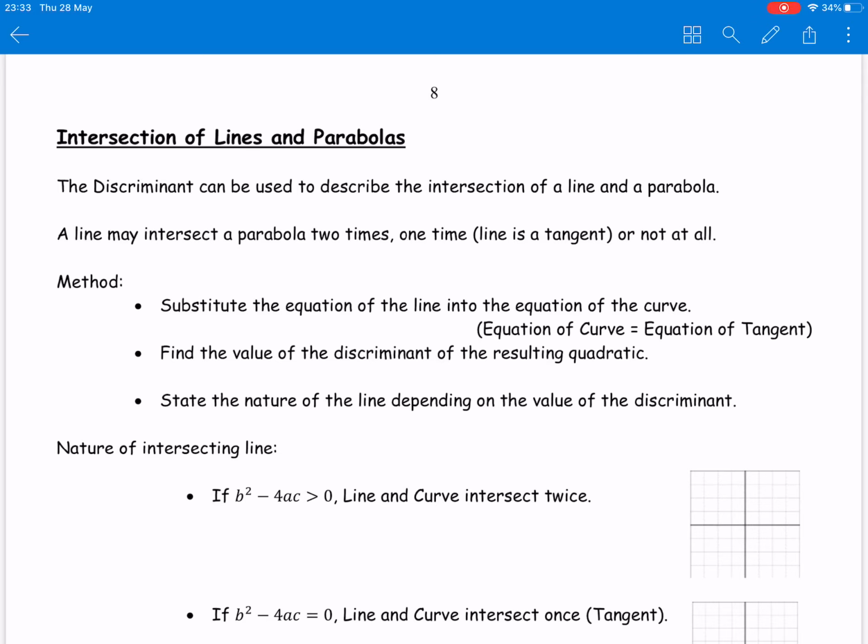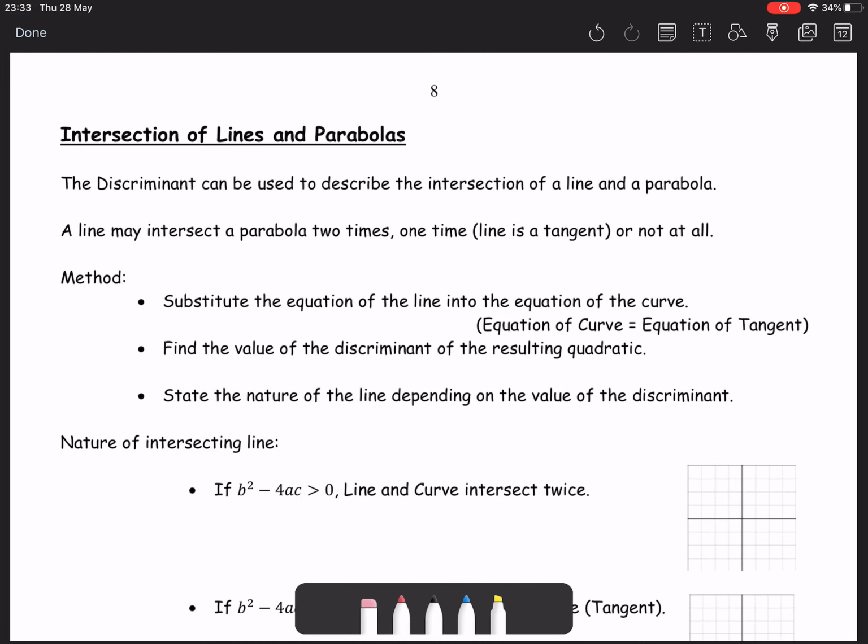Okay, for our pupils, we're going to be looking at intersection of lines and parabolas. This is also often referred to as investigating tangency. That's the main type of question that's going to be asked.